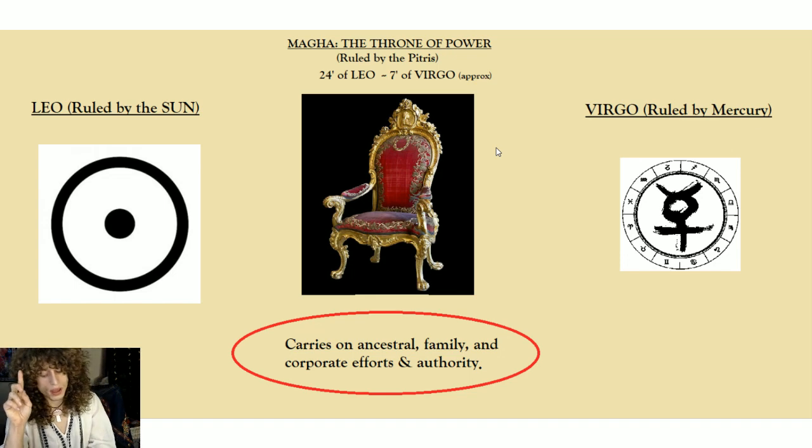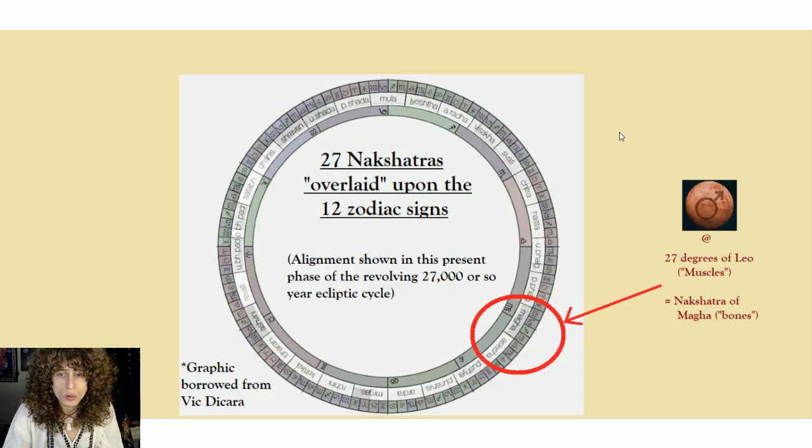Now, a planet at 27 degrees of Leo deals with the nakshatra of Magha, like the prairies. A planet at 27 degrees of Leo deals with the nakshatra themes of Magha, the throne of power, much differently than a planet at, let's say, 1 degree of Virgo, because we know, of course, that 1 degree of Virgo is in the nakshatra of Magha, clearly, right?